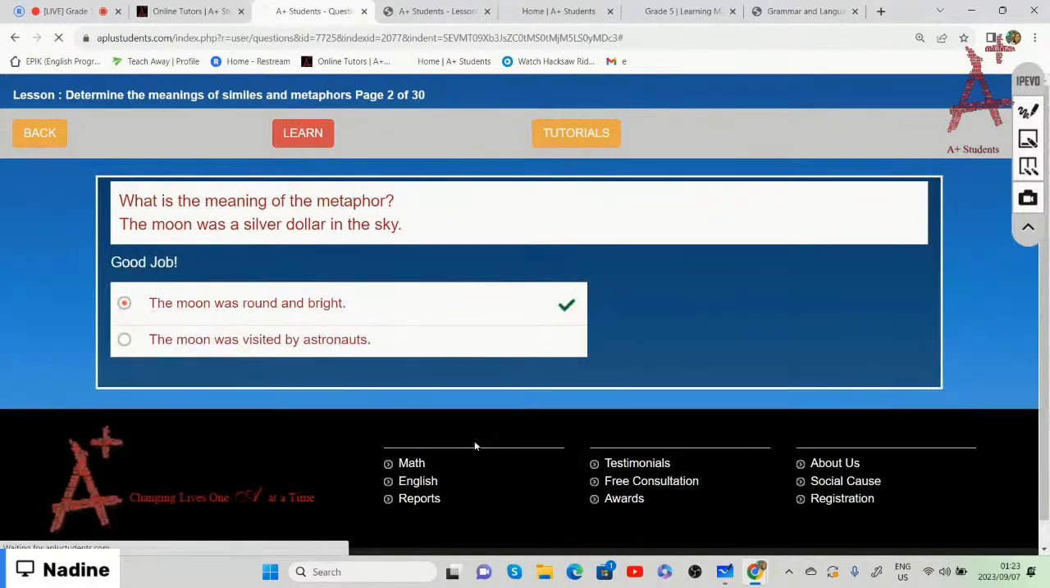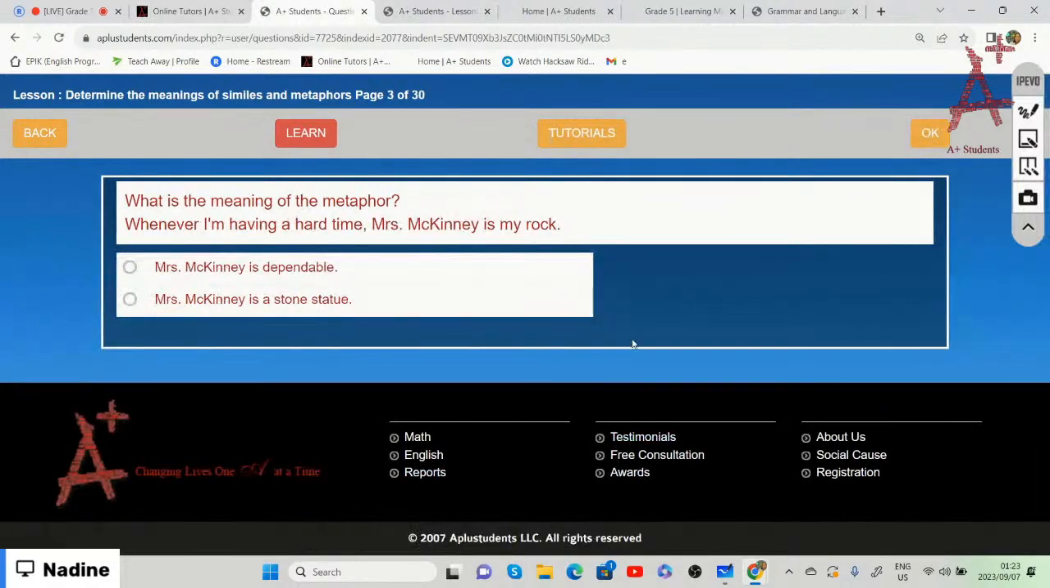All right. What is the meaning of a metaphor? Whenever I'm having a hard time, Mrs. McKinney is my rock. Does it mean that Mrs. McKinney is dependable, or Mrs. McKinney is a stone statue since she is the rock?